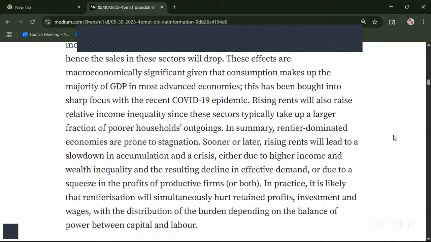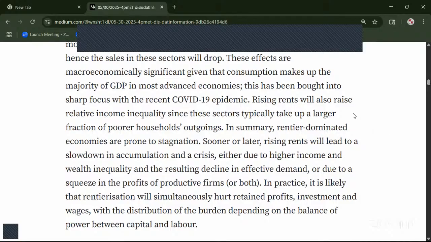Sooner or later, rising rents will lead to a slowdown in accumulation and a crisis, either due to higher income and wealth inequality and the resulting decline in effective demand, or due to a squeeze in the profits of productive firms, or both. In practice, it's likely that rentierization will simultaneously hurt retained profits, investment, and wages, with the distribution of the burden depending on the balance of power between labor and capital.